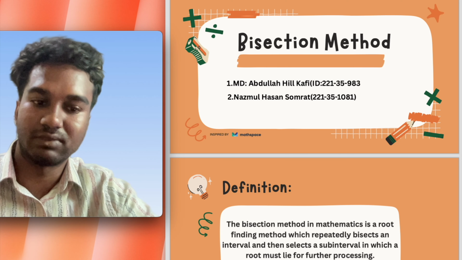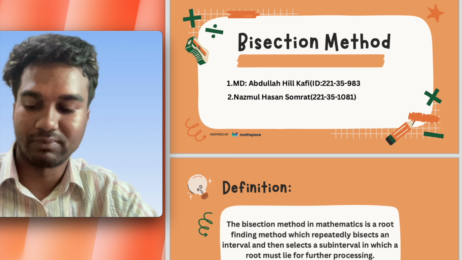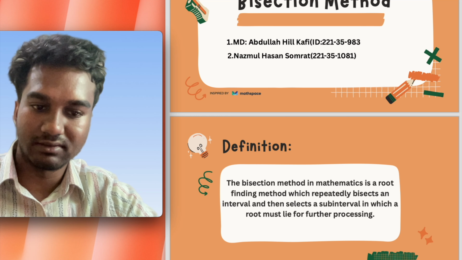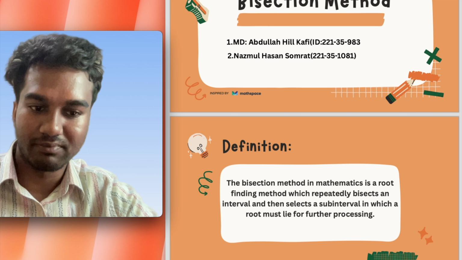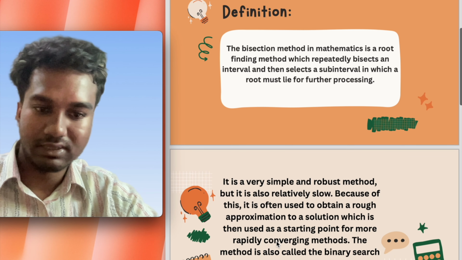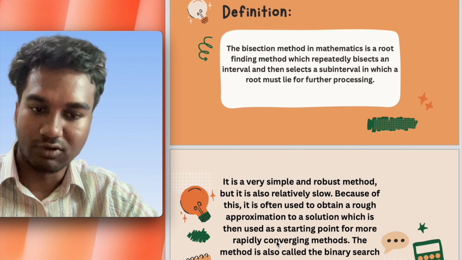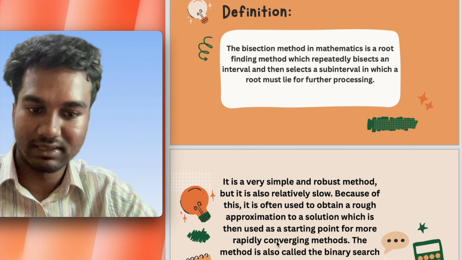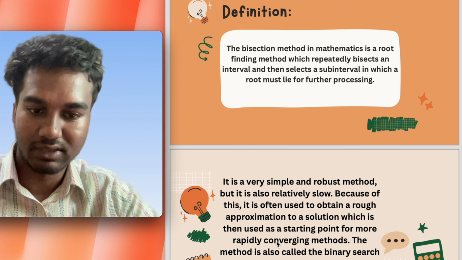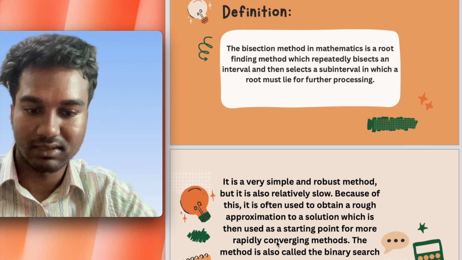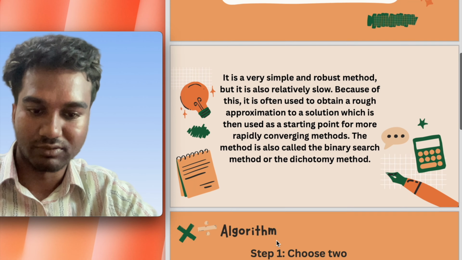What is the bisection method? The bisection method is a mathematical root-finding method which repeatedly bisects an interval and then selects a sub-interval in which a root must lie for further processing. It is a very simple and robust method, but it is also relatively slow. Because of this, it is often used to obtain a rough approximation to a solution, which is then used as a starting point for more rapidly converging methods. This method is also called the binary search method or dichotomy method.